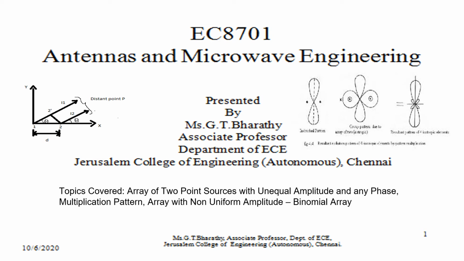Good morning, students. In today's class, we are going to see the following topics: array of 2-point sources with unequal amplitude and any phase, multiplication pattern, and array with non-uniform amplitude, for which an example that we are going to consider is the binomial array.